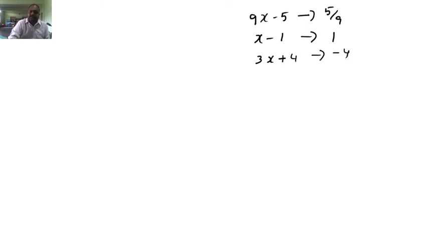Now, what is the zero of the polynomial 9x minus 5? 5 by 9. Minus 5 will become plus 5, and into 9 will become divided by 9. x minus 1: simply, the zero of the polynomial is 1. 3x plus 4: the answer is minus 4 by 3, since plus 4 becomes minus 4. 9x minus 2: 2 by 9. So this is also very important for bits.